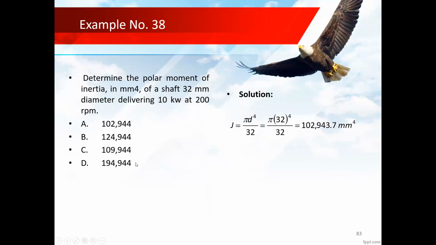Determine the polar moment of inertia in millimeters exponent 4 of a shaft 32 mm in diameter delivering 10 kilowatts at 200 RPM. So J is equal to pi d exponent 4 over 32, which is pi times 32 exponent 4 over 32, or 102,943.7 millimeters exponent 4. Okay? There is no need for the 10 kilowatts at 200 RPM here, since they are for the next problems.